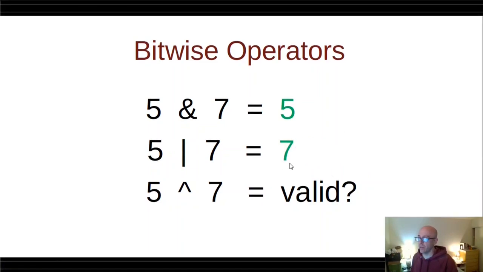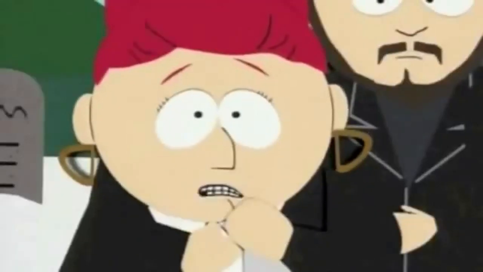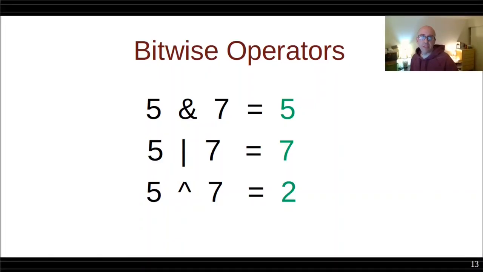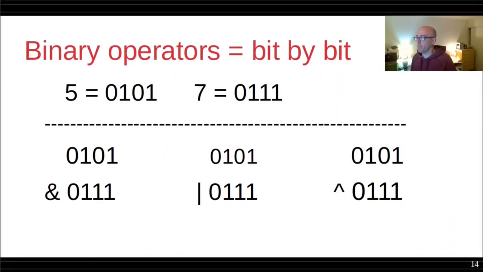Okay, so we're comparing integers. We're going to get an integer back. 5 XOR 7, is that going to give us a 5 or a 7? What do you think? So 3, 2, 1, the answer is 2. What? Well, so what's happening here is the binary operators, what they're doing, or what they're allowing us to do, is to perform manipulations on the individual bits of a number.